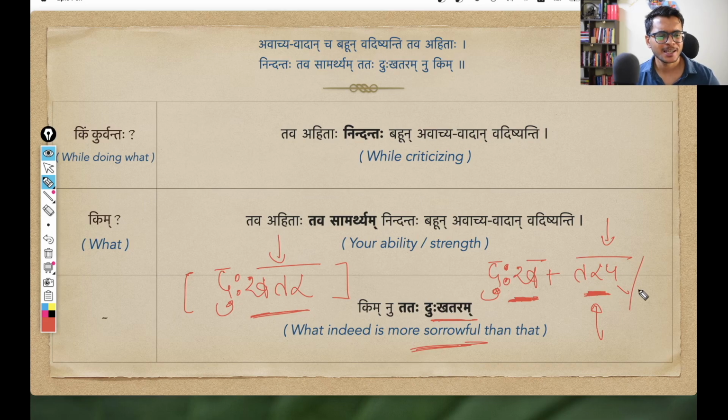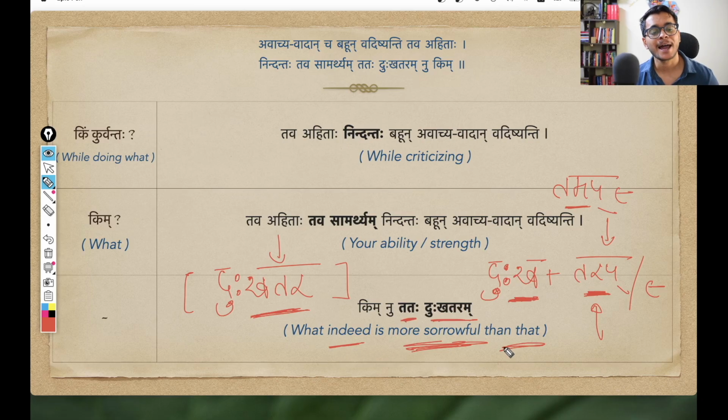And see, just like this tarap, you also have tamap. Because if instead of dukkhatara, you had dukkhatama, that tama gives the sense of superlative, the most sorrowful, most painful. So that dukkhatama is formed using this tama pratyaya, the superlative sense. And this tara pratyaya gives the comparative sense. Okay, so kimnu dukkhataram. What indeed is more sorrowful? And more sorrowful than what? So that is this tataha.